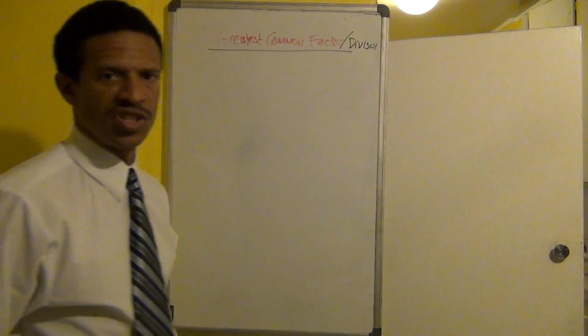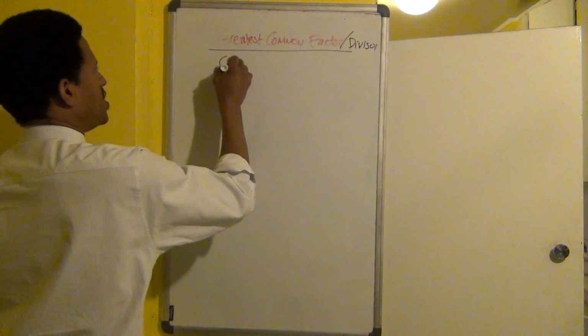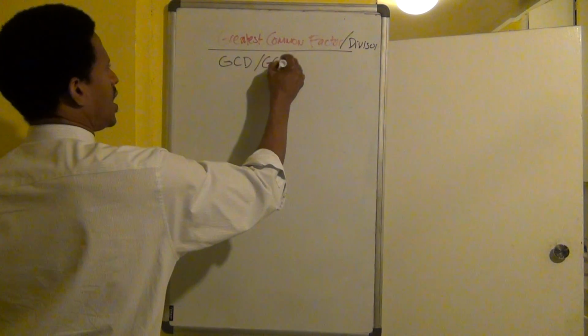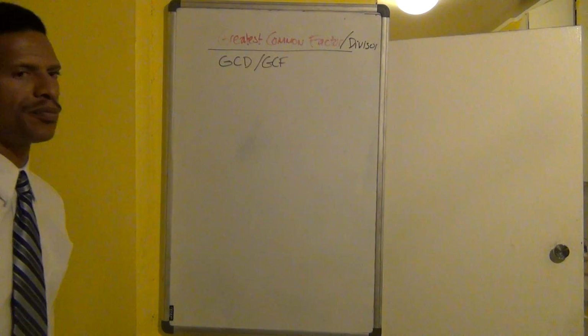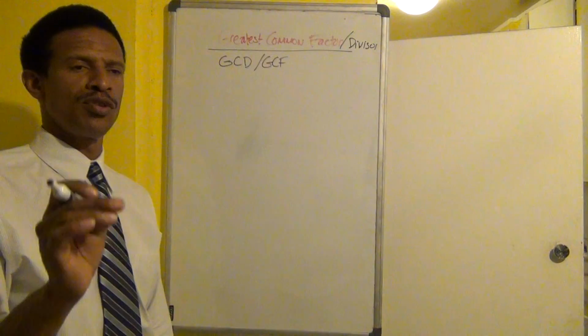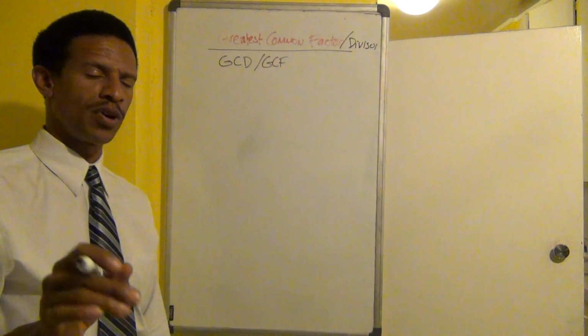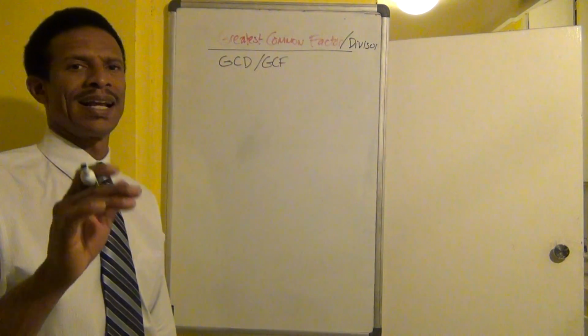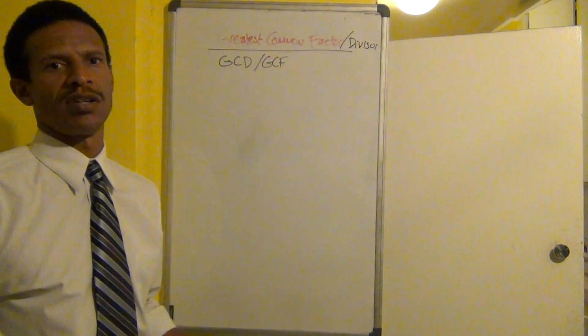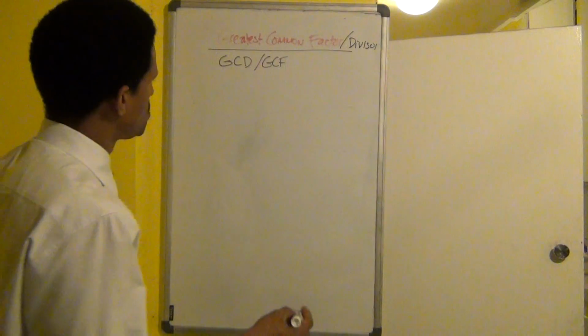When I was a kid, it was GCF. So now they have GCD. Back in my days, GCF, greatest common factor divisor. All that means is the largest whole number that two whole numbers share in common. That's a factor of it. And so let's talk about all that fancy talk and put it in some easy to understand terms.